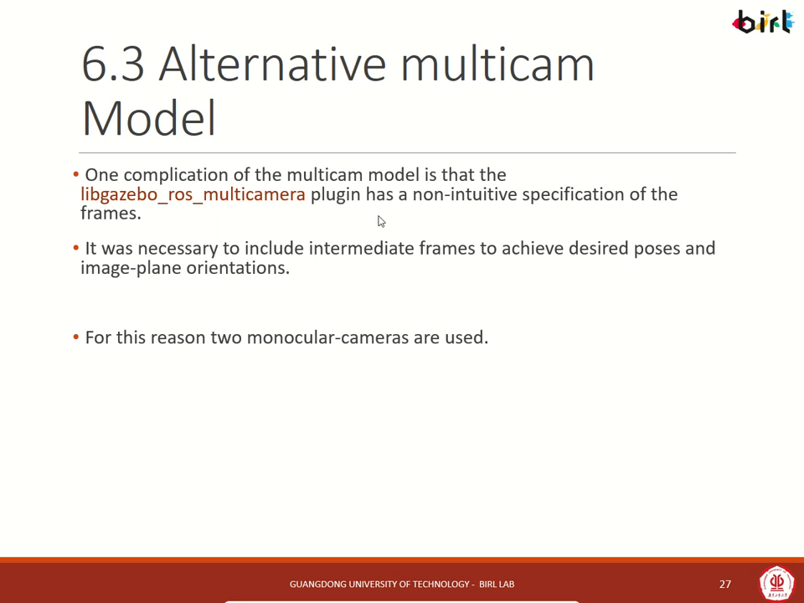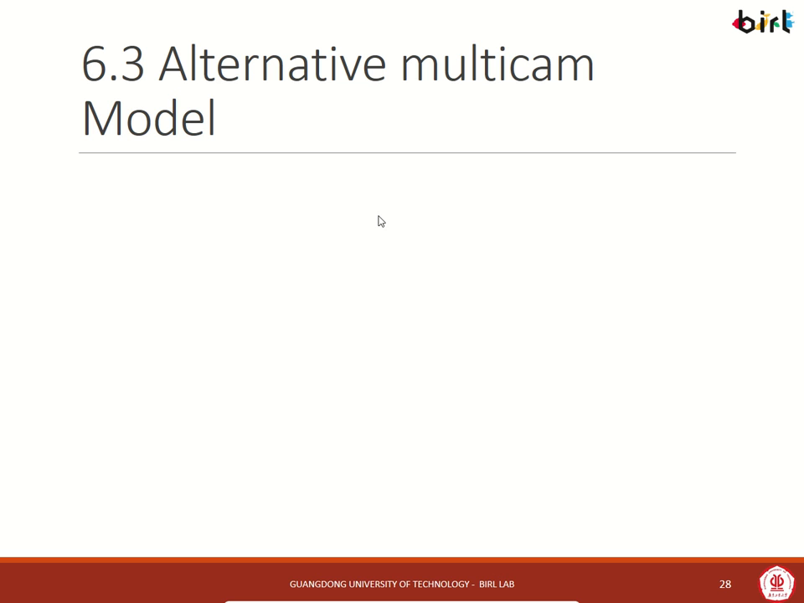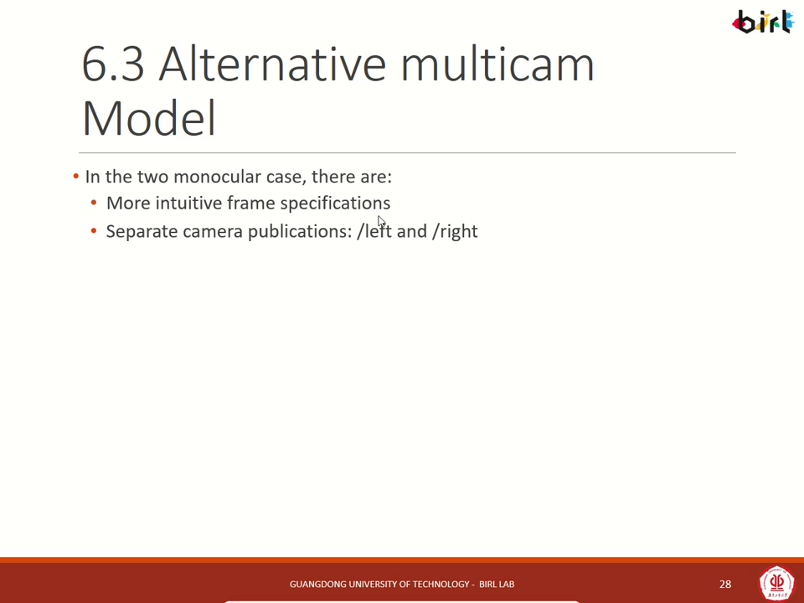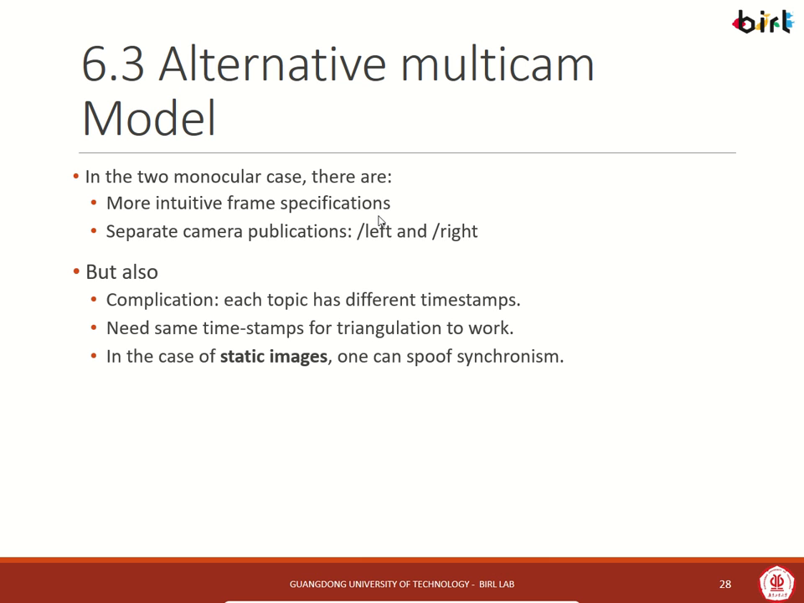So the alternative version is using 2 monocular cameras. So we looked at one camera and then we looked at multi-camera plugins. So now what we're going to try to do is use 2 monocular cameras and put them together to do the calibration. When we use 2 monocular cameras, it's more intuitive to do frame specifications, and the topics don't come as stereo, they just come out as left and right.